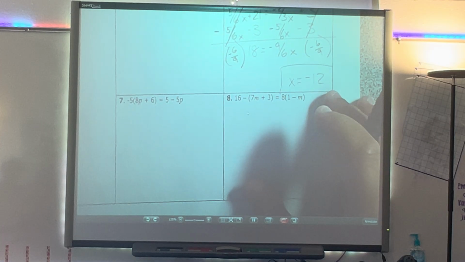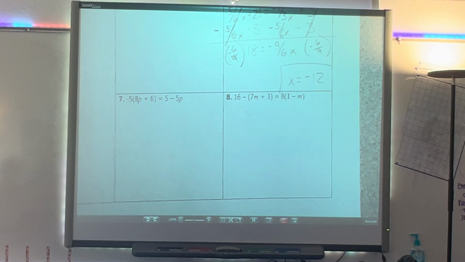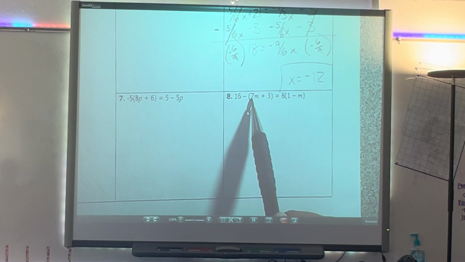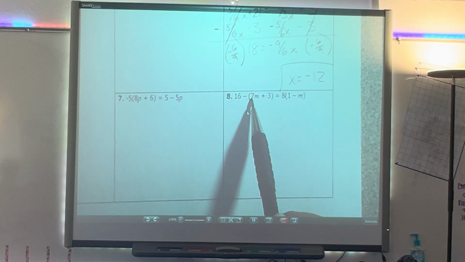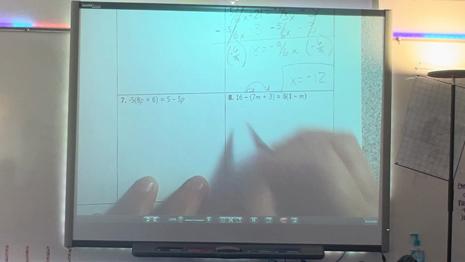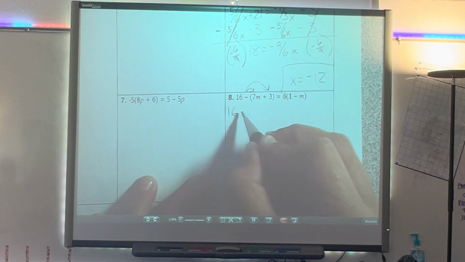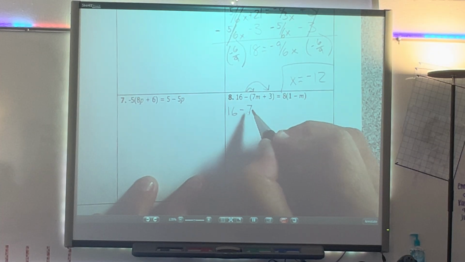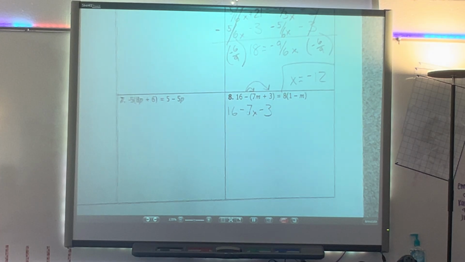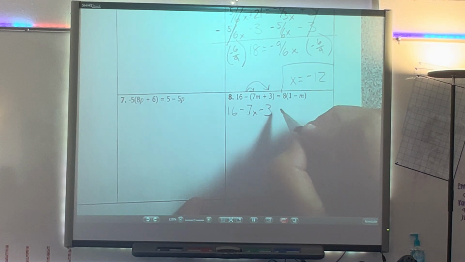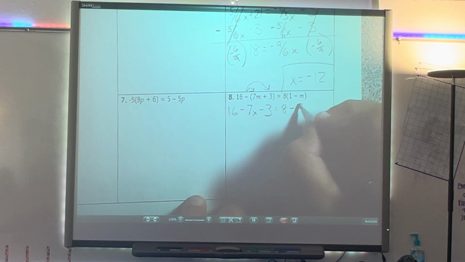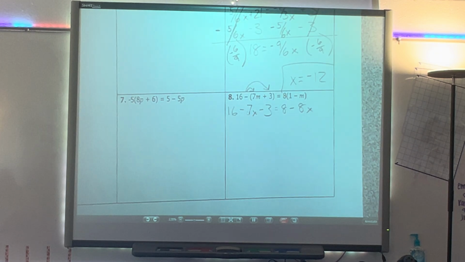Alright, this one here. What happens when I have a negative in front of a parentheses? It's got to distribute in. I'm going to go ahead and distribute this and clean it up. So my 16 stays. This gives me negative 7x, and I'm still going to use negative 3. Everybody okay there? Yes? Okay, on the right side, I'm going to distribute the 8, and I'm going to have 8 minus 8x. All good?